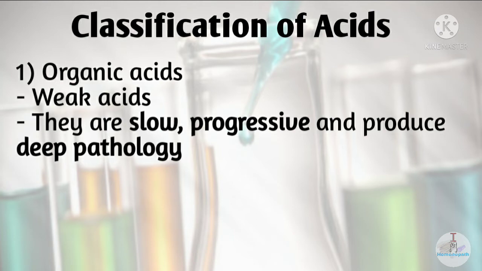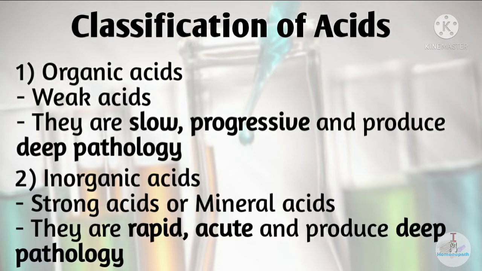First we will see the classification of acids. Basically there are two types of acids, organic acids and inorganic acids. Organic acids are the weak acids. They are slow, progressive and produce deep pathology. Weak acid is an acid which does not dissociate completely in water solution, and generally the pH of weak acids is between 3 to 6. So these organic acids are slow, progressive and they produce deep pathology.